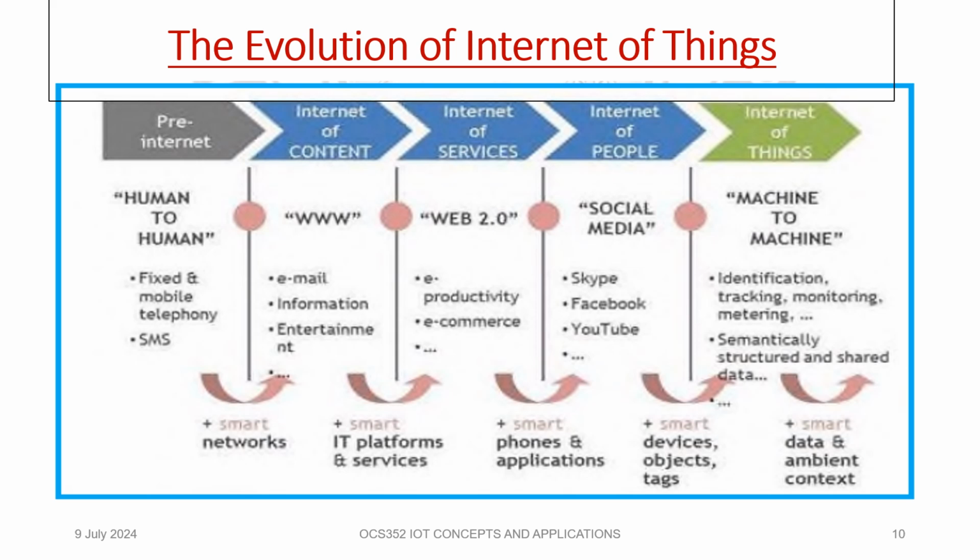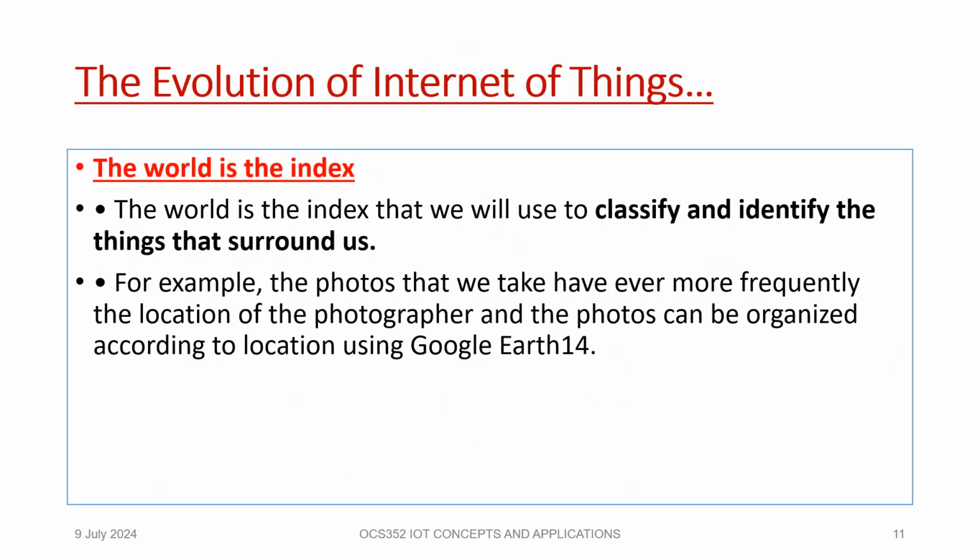Then this is the evolution of Internet of Things. First, before the internet, only human-to-human interaction was possible. Internet of Content came with the help of the World Wide Web, and Internet of Services with the help of Web 2.0. Internet of People came from social media. Internet of Things will be machine-to-machine communication.